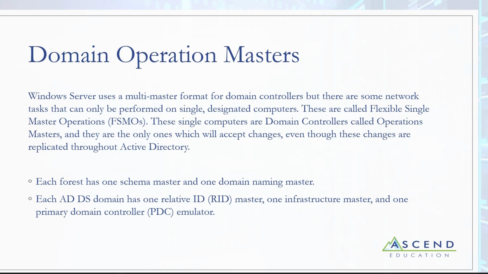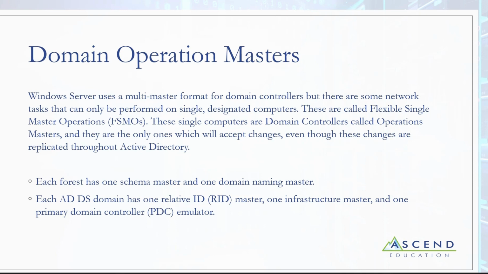Now you can split those servers up. You can have one server have one role and other servers have other roles, or you can have them all on the first domain controller and just leave them there, which is the default. If that first domain controller ever fails, you can seize those roles on any other domain controller. So it's required to have at least one server with these master roles in order for Active Directory to work properly.